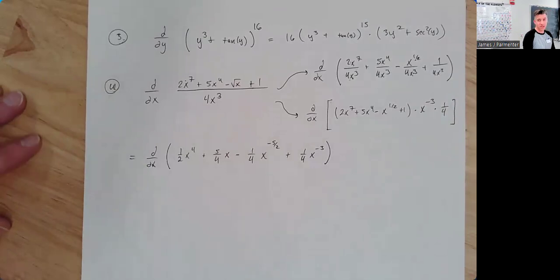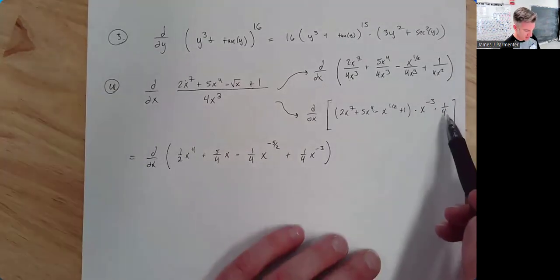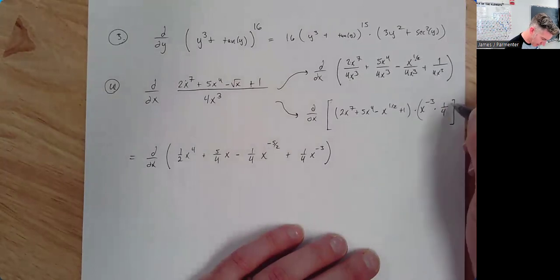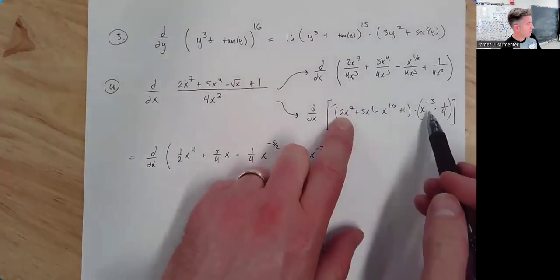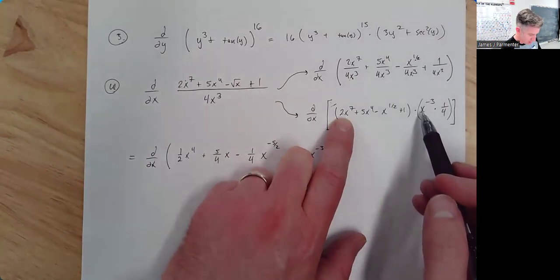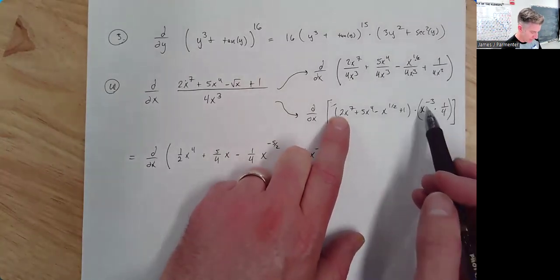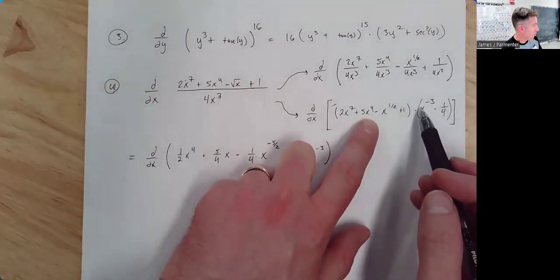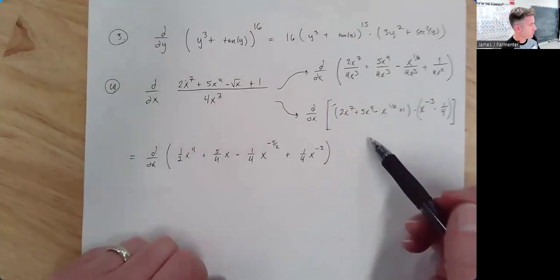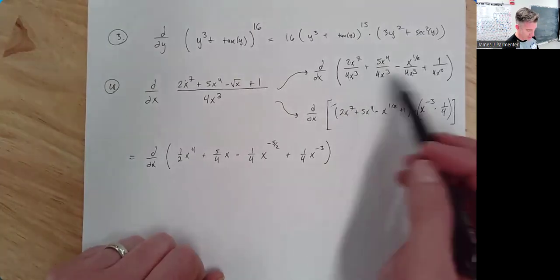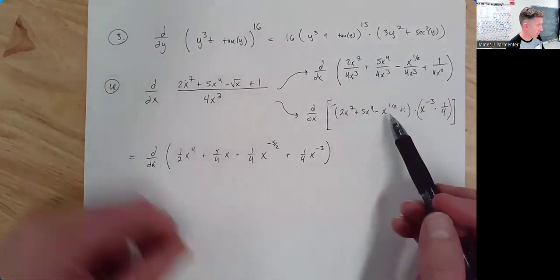Or I could have gotten to the same place looking at it this way and saying, if I distribute this x to the negative 3rd times 1/4 to each term, x to the 7th times x to the negative 3rd is x to the 4th. And 2 times 1/4 is 1/2. X to the negative 3rd times x to the 4th is x to the 1. And 5 times 1/4 is 5/4. And so on and so on. Same thing. I like doing it this first way personally. Second way is also totally fine though.